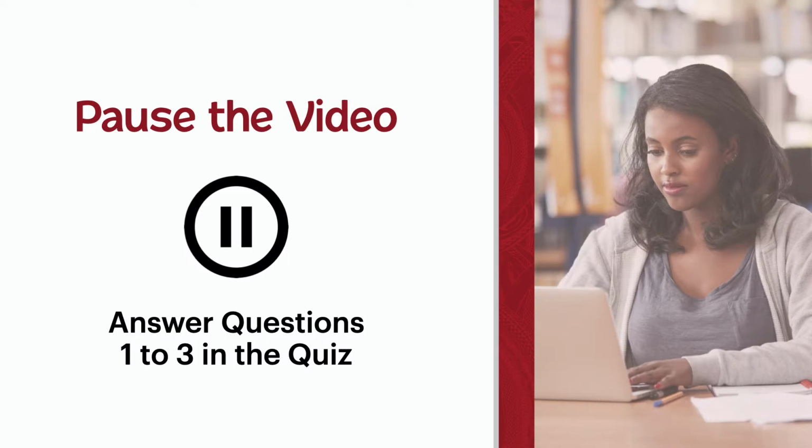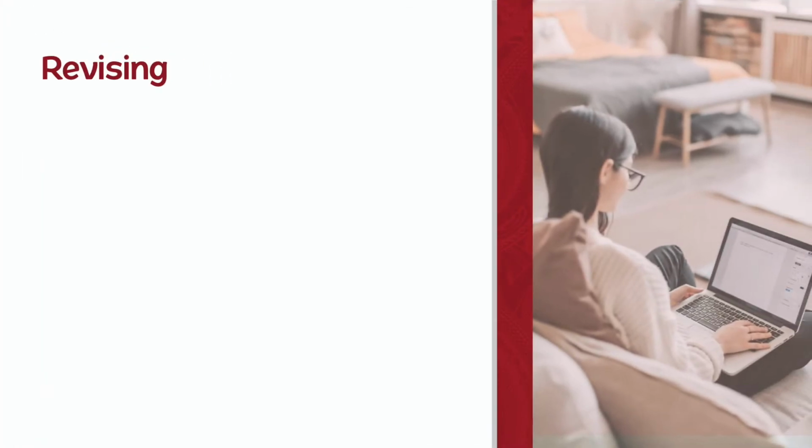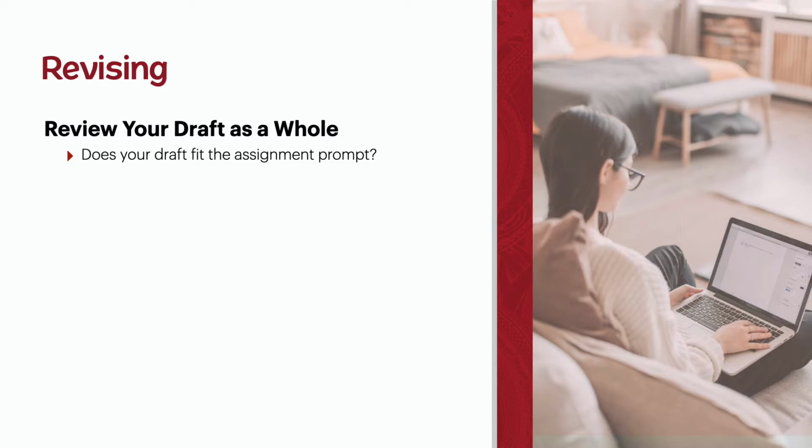Now let's turn to revising. In this phase, you're looking at your draft as a whole and determining if things need to change, if certain points need to be strengthened, or certain paragraphs need to be moved around. You might start by looking at whether your draft fits the assignment. For example, if the assignment is asking you to take a side on an issue, you want to make sure that your paper is actually doing that.